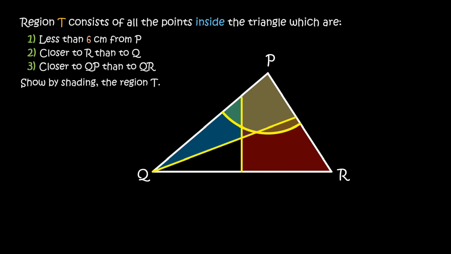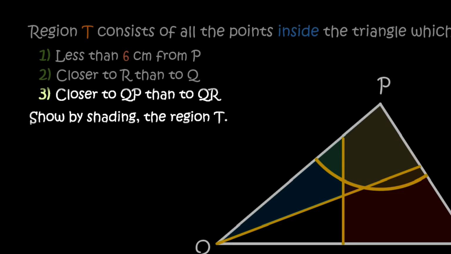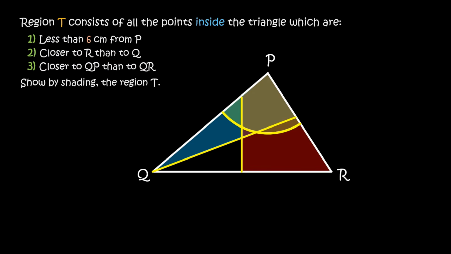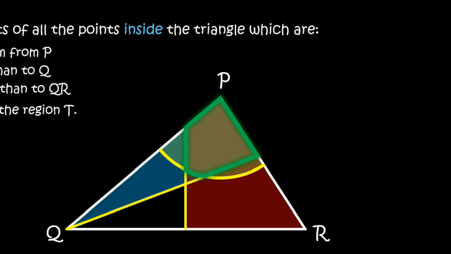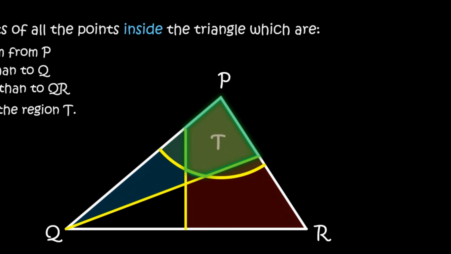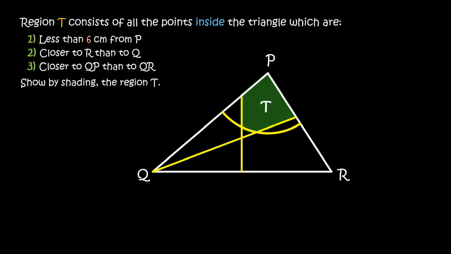The question asks to shade the region T, which is the region that follows all the above 3 rules. This is the region that is overlapped by all 3 colored areas, and hence T is the region right here. This is the answer to this question. However, to gain full marks, you have to show all the construction lines. So your final answer should look like this.